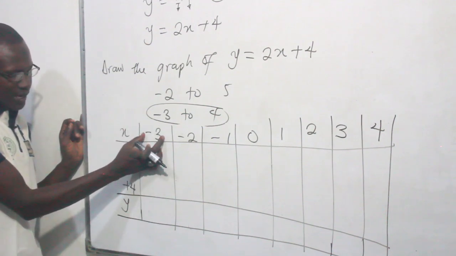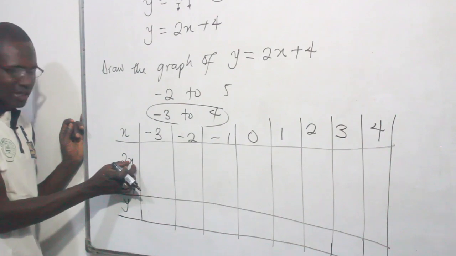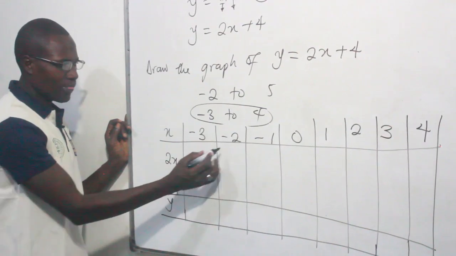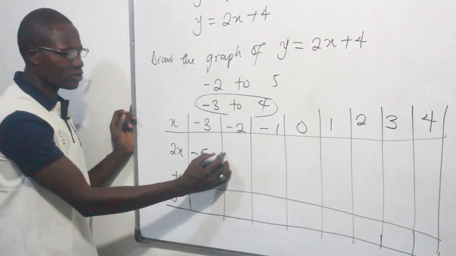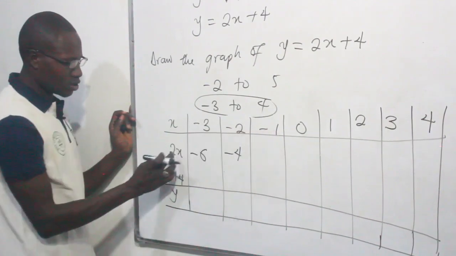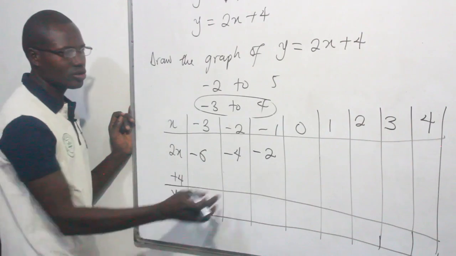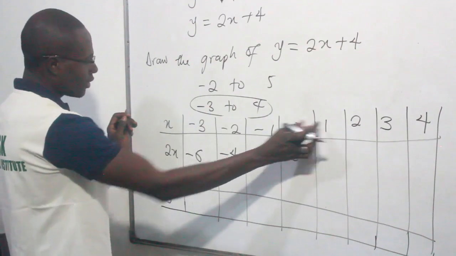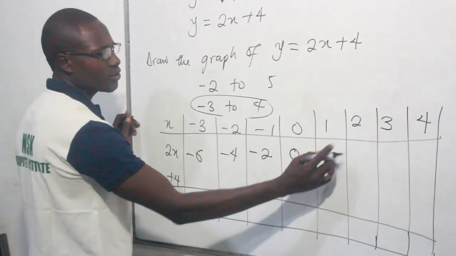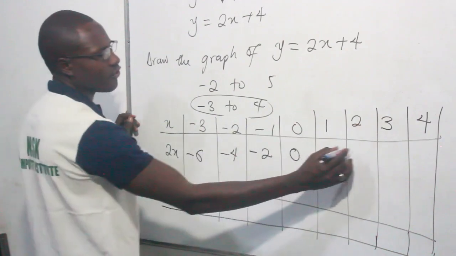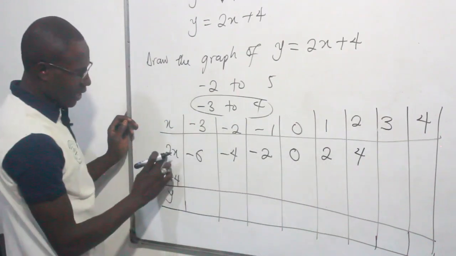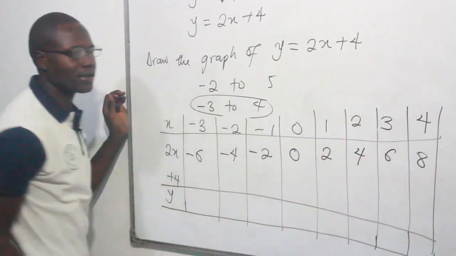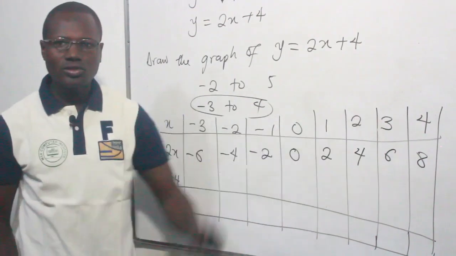When x is -3, there is no square in this case, so -3 times 2 will be -6. When x is -2, -2 times 2 is -4. When x is -1, -1 times 2 is -2. When x is 0, 0 times 2 is 0. When x is 1, 1 times 2 is 2. When x is 2, 2 times 2 is 4. When x is 3, 3 times 2 is 6. And when x is 4, 4 times 2 is 8. So these values are intact.